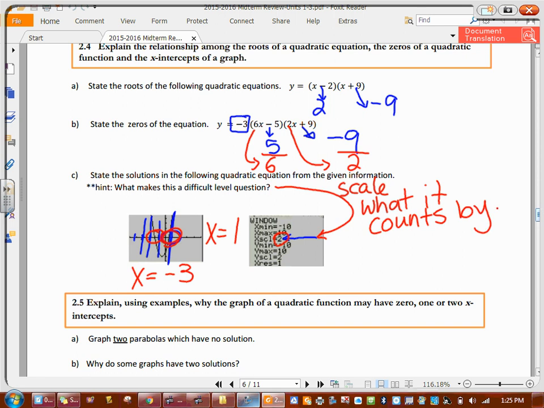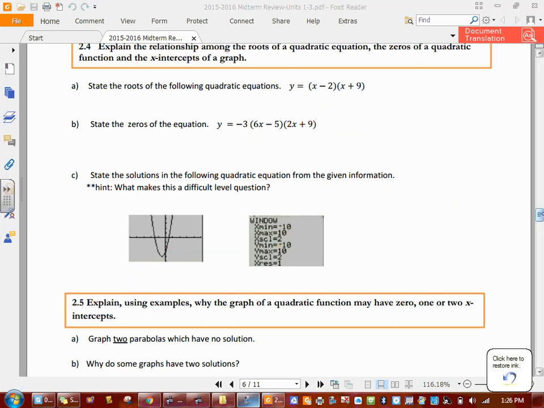Okay? Now we're going to take a look at the bottoms. We're going to talk about the numbers of solutions. How many solutions did something have? Quadratics have 3 different solutions, 3 different situations. So, 2 parabolas that have no solutions. No solutions, I'm going to show you A.